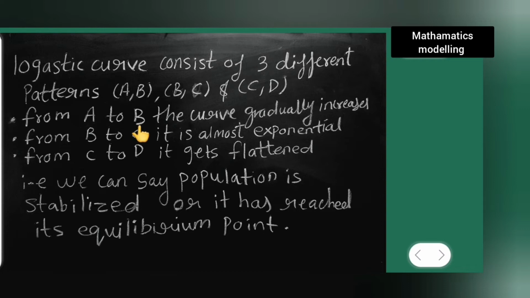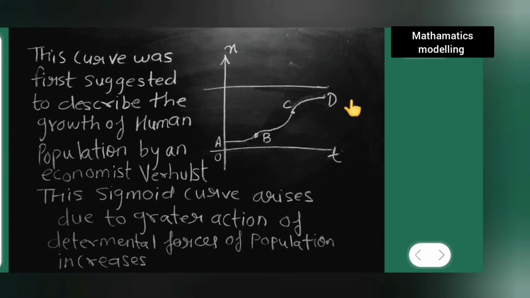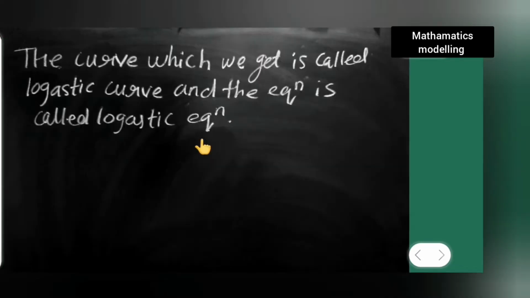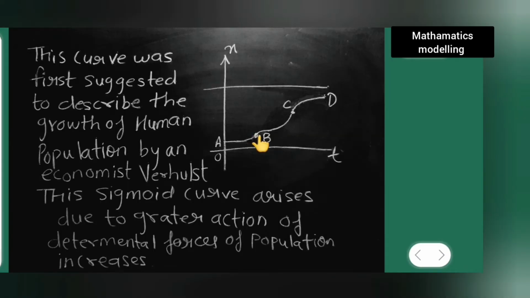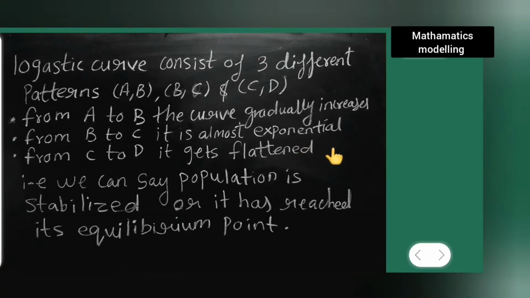From A to B, the curve gradually increases. From B to C, it is almost exponential. From C to D, it gets flattened. That is, we can say the population is stabilized or it has reached its equilibrium point.